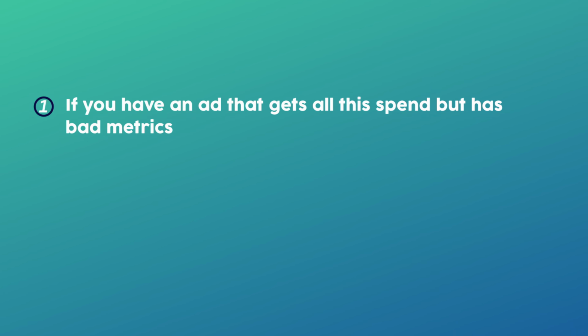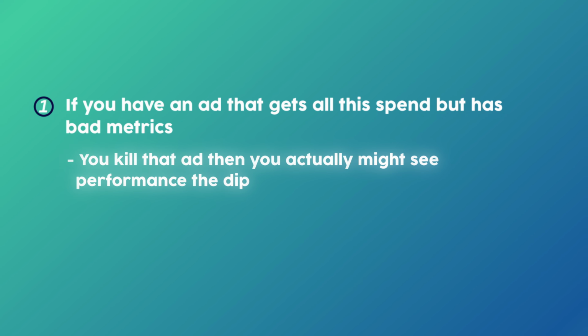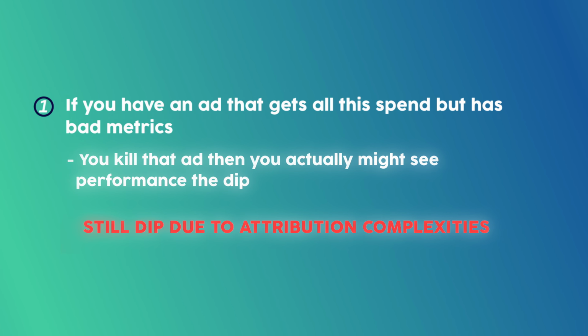So essentially, if you kill all of your quote unquote ads that are doing badly at surface level, then you'll actually be hurting, because you want to look at your campaign performance overall as a whole, not individually as ads. If you have an ad that gets all the spend but has bad metrics, and then you kill that ad, you actually might see performance dip, even though you killed a quote unquote bad ad. So that's where you're getting the muddy waters of attribution and things of that nature.